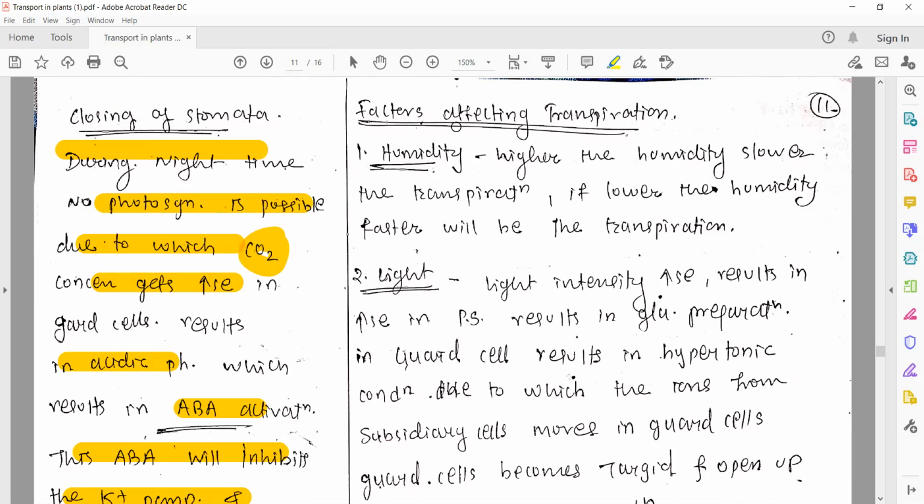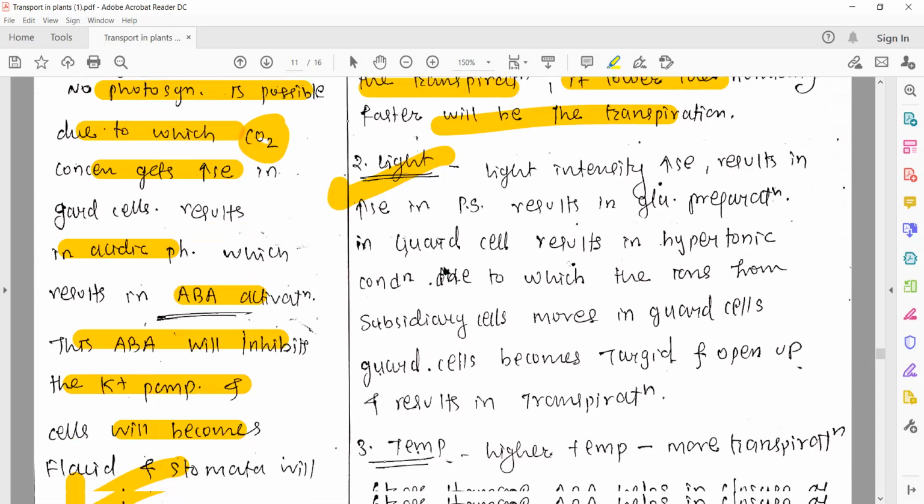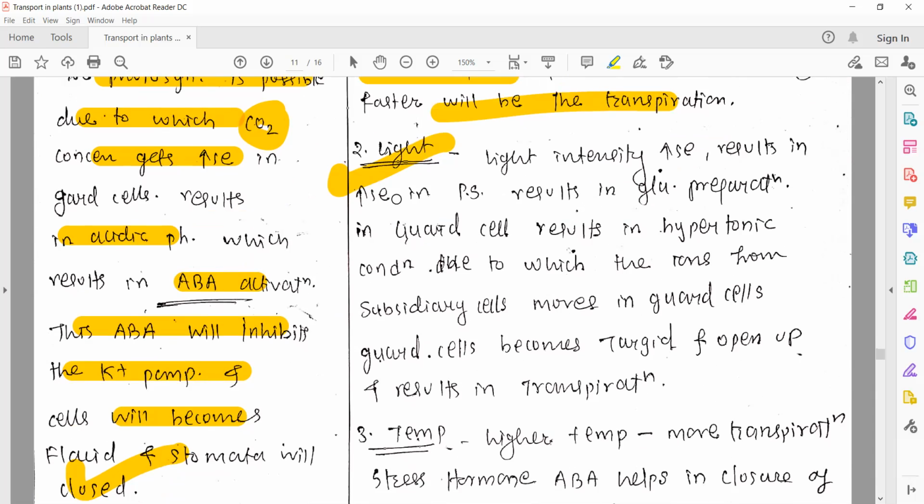Now, what are the things which can affect transpiration? See, humidity. The higher the humidity, the slower the transpiration. The lower the humidity, the faster the transpiration. Coming to light, that is the second factor. As light intensity increases, photosynthesis increases, resulting in glucose preparation.